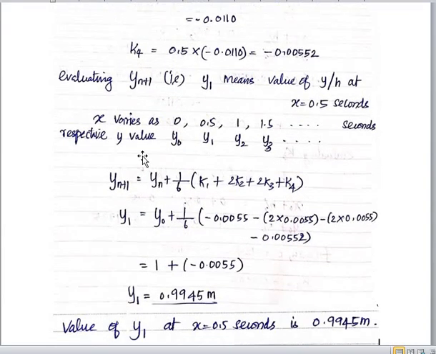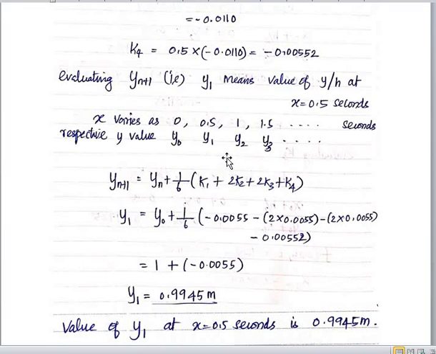So I have found the y of n plus 1. I'm using this formula. To evaluate y1, what is this y1? At time, or at x equal to 0.5 second, the height of the tank. What is the height of the tank? That is the height of the water inside the tank.